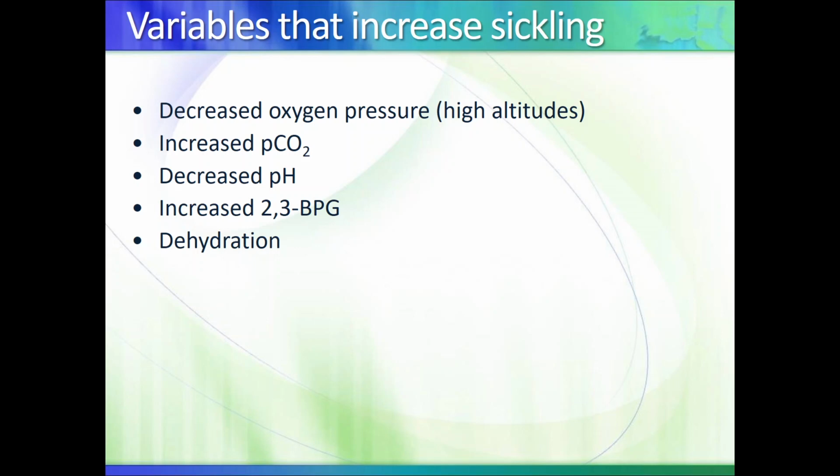So there are different variables that can increase sickling or increase the formation of these aggregates. So logically, anything that leads to the formation of deoxygenated hemoglobin would do that. So conditions like decreased oxygen pressure, like living or spending time in high altitudes, increased pressure of CO2, decreased pH, increased level of 2,3-bisphosphoglycerate. We talked about all of these earlier, as well as dehydration. So anything that results in facilitating the formation of hemoglobin in the T state would increase sickling.